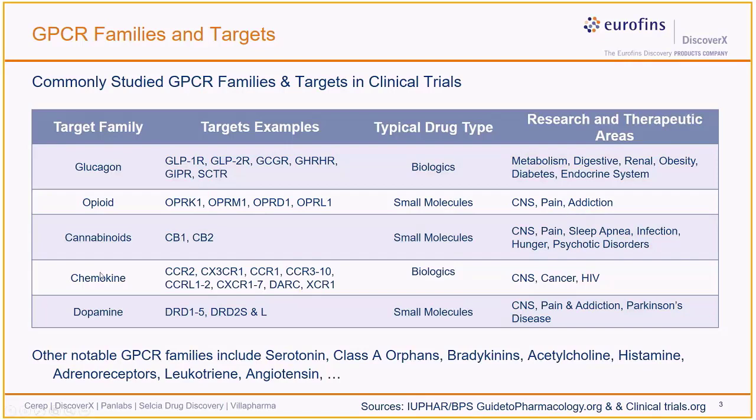The fourth one is the chemokines. There are lots of different targets for those, and mainly the drug targets are biologics focused on CNS, cancer, and HIV. And finally, we have the dopamine receptors. Several different targets for those, and most of the drugs are small molecule focused, with CNS, pain, addiction, and Parkinson's-like studies.